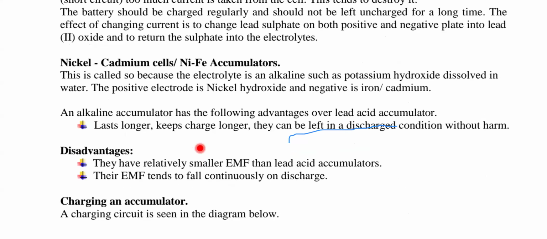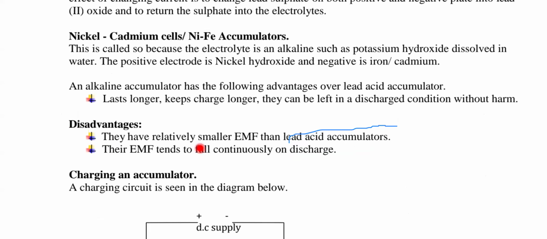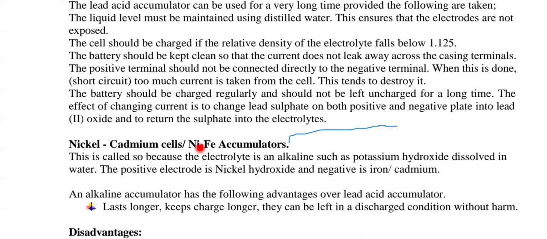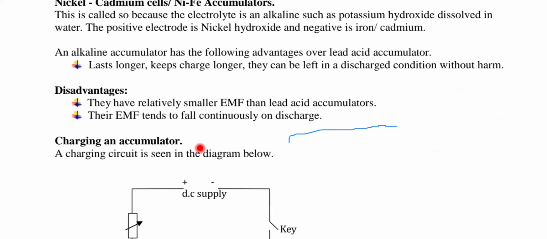The first thing, remember, we looked at the lead acid accumulator and how long it lasts. But an alkaline accumulator lasts longer, it keeps charge longer, and it can be left in a discharged condition without any harm. That is an alkaline, not an acid.